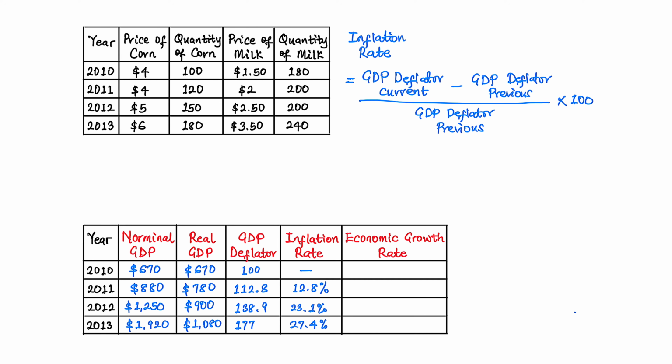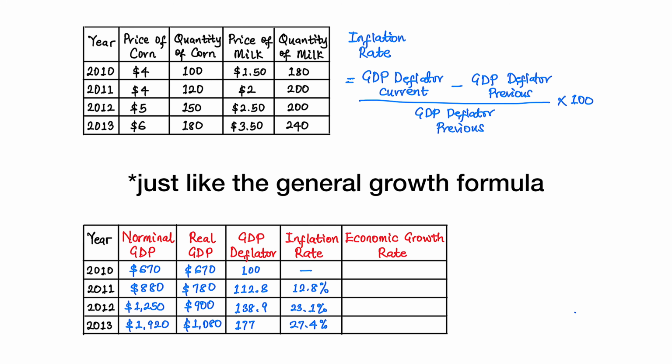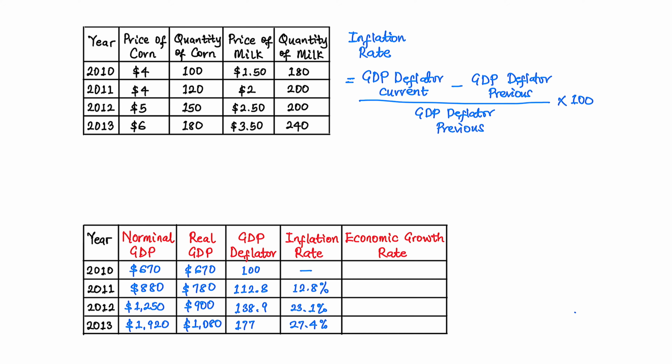The next column is the economic growth rate. So to calculate the economic growth rate, the formula is quite the same idea or technique as calculating the inflation rate, because economic growth rate, just like inflation rate, is a rate formula, just like the general rate formula. The only difference between inflation rate and economic growth rate is that to calculate inflation rate, we use GDP deflator. But to calculate economic growth rate, we are going to use real GDP.